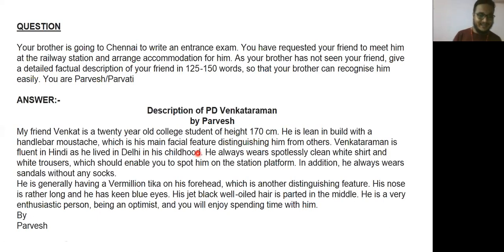Venkataram is fluent in Hindi as he lived in Delhi in his childhood. He always wears a spotless clean white shirt and white trousers, which should enable you to spot him on the station platform. In addition, he always wears sandals without any socks. He generally has a vermilion tika on his forehead, which is another distinguishing feature. His nose is rather long. He has keen blue eyes. His jet black well-oiled hair is parted in the middle like Salman Khan in Tere Naam. He is a very enthusiastic person, being an optimist, and you will enjoy spending time with him.